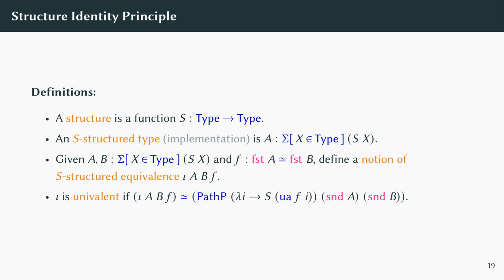Specifically, we say that a structure is just a function S that takes types to types, sending a carrier type to the type of S operations on it. An S-structured type, or an implementation of S, is a dependent pair of a carrier type equipped with S operations. Given two S-structured types and an equivalence between their carriers, we can ask whether that equivalence respects the given S structures. A notion of respecting the S structure corresponds to a predicate over this data, and we write iota for predicates like this. A notion of S-structured equivalence is univalent if having an S-structured equivalence is the same as having an equality of S-structured types. In other words, iota is univalent if the structure identity principle holds for the definition of structured equivalence given by iota.